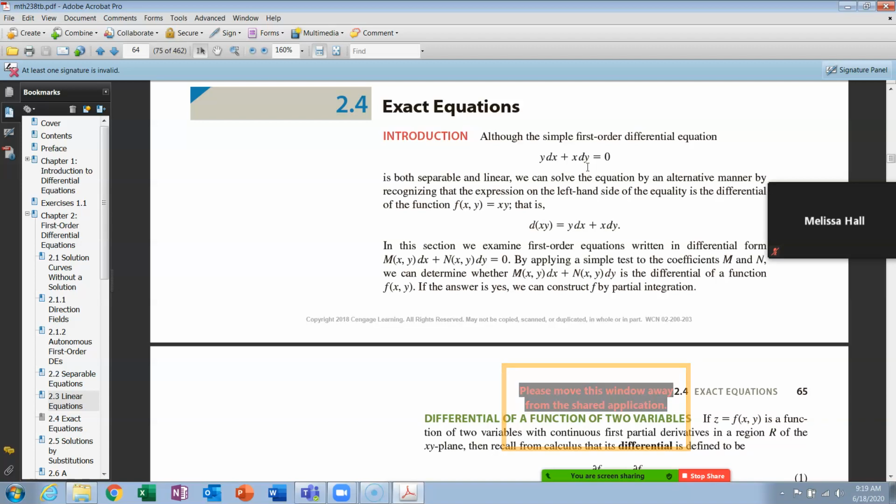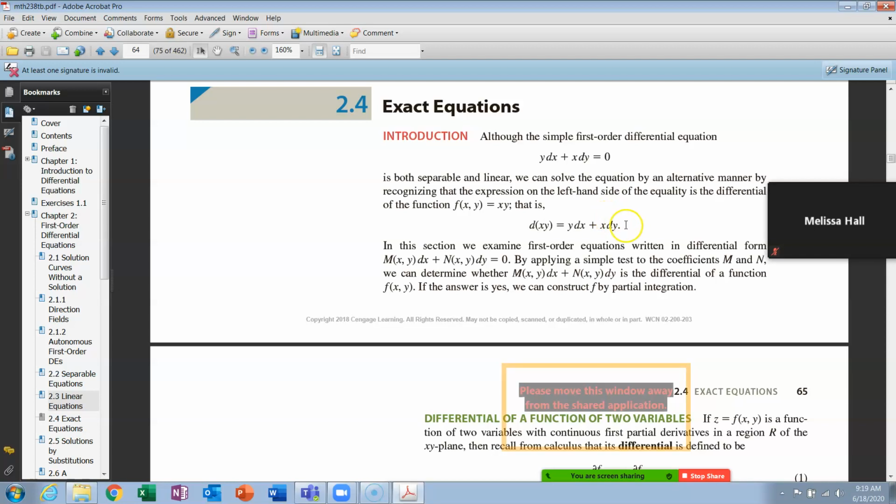So you can solve that equation by another method, and this method happens to rely on a good observation: if your original function was f of x, y, a function of those two independent variables, and you have that equal to x times y, and then you did a total derivative of this, that would be y dx plus x dy. There you have exactly what we have on the left-hand side.